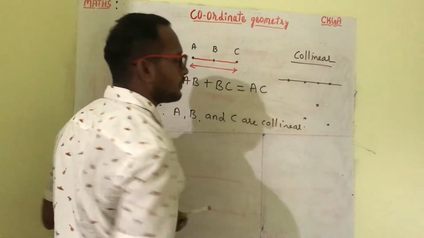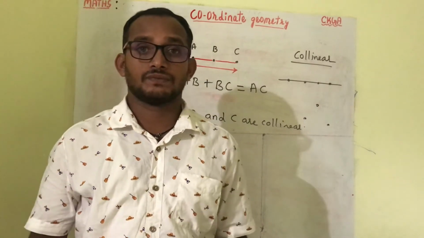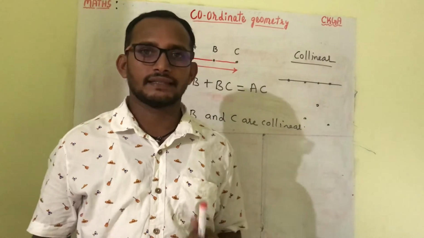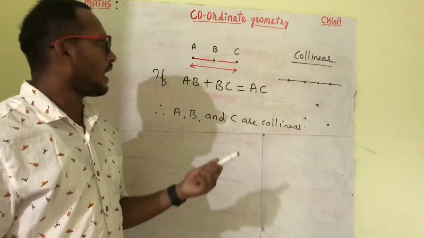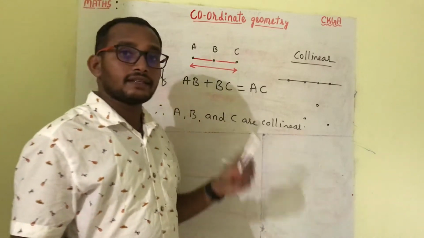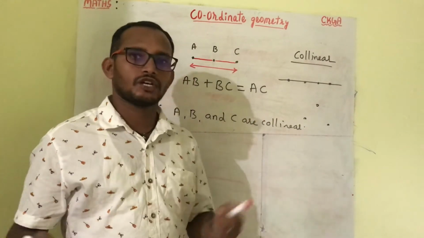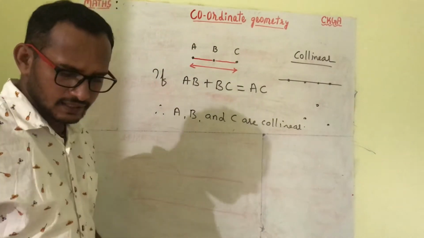So this is very important. If the question asks you to check whether three points are collinear or not, in that case you just find the length of AB first, then BC next, and compute the sum. If that is equal to the length of AC, then conclude that the given three points are collinear points.